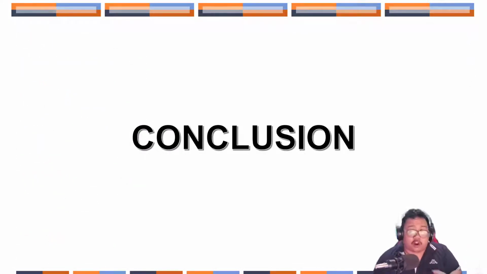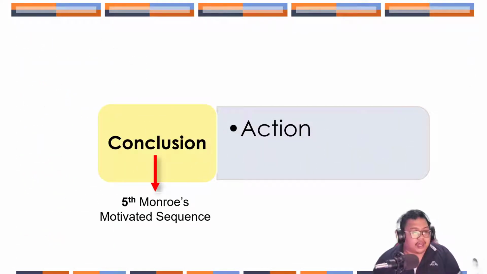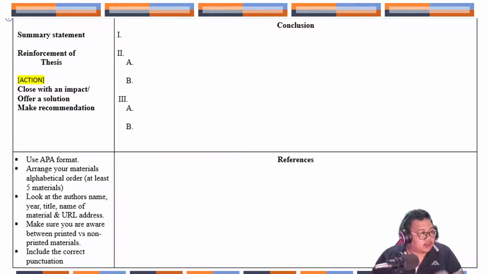Okay, next, we have the conclusion. We have the fifth one. We have the action. What can they do for it? All right. So it's the fifth step. So you have the summary, you have the reinforcement of thesis, and then you close with the impact of a solution, make a recommendation. So those are basically explanatory. They tell you what you can do with that. So it depends on you which action you want. Okay. And then we have the references. Remember also, use APA format, 5 materials, look at the author's name, make sure you follow APA properly, okay?